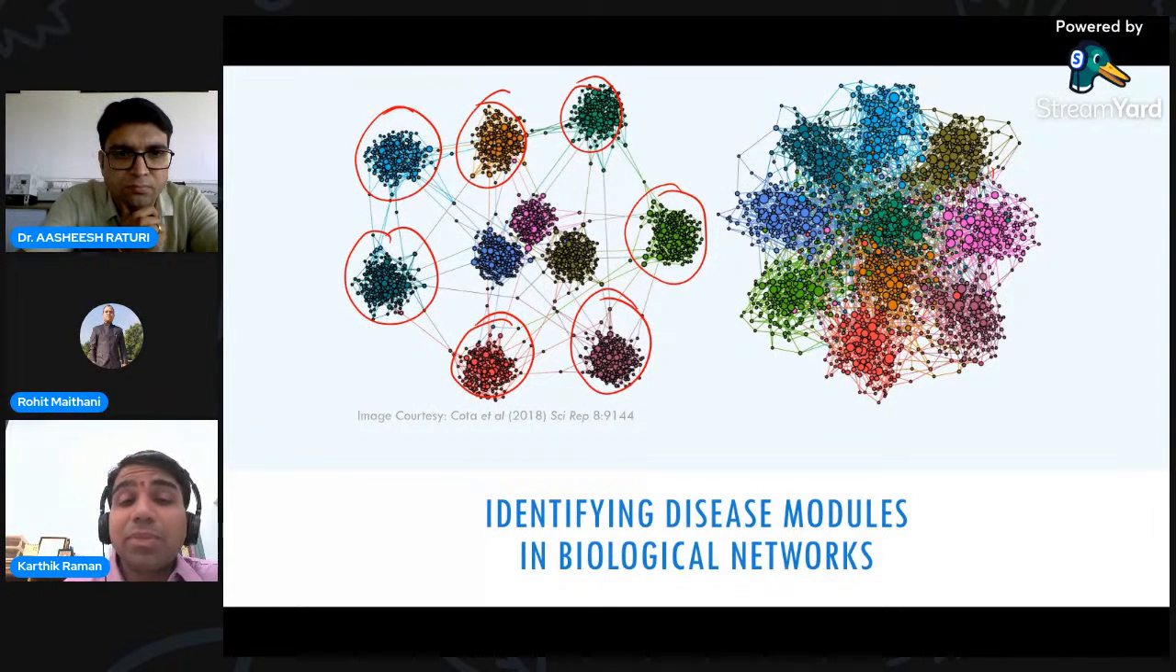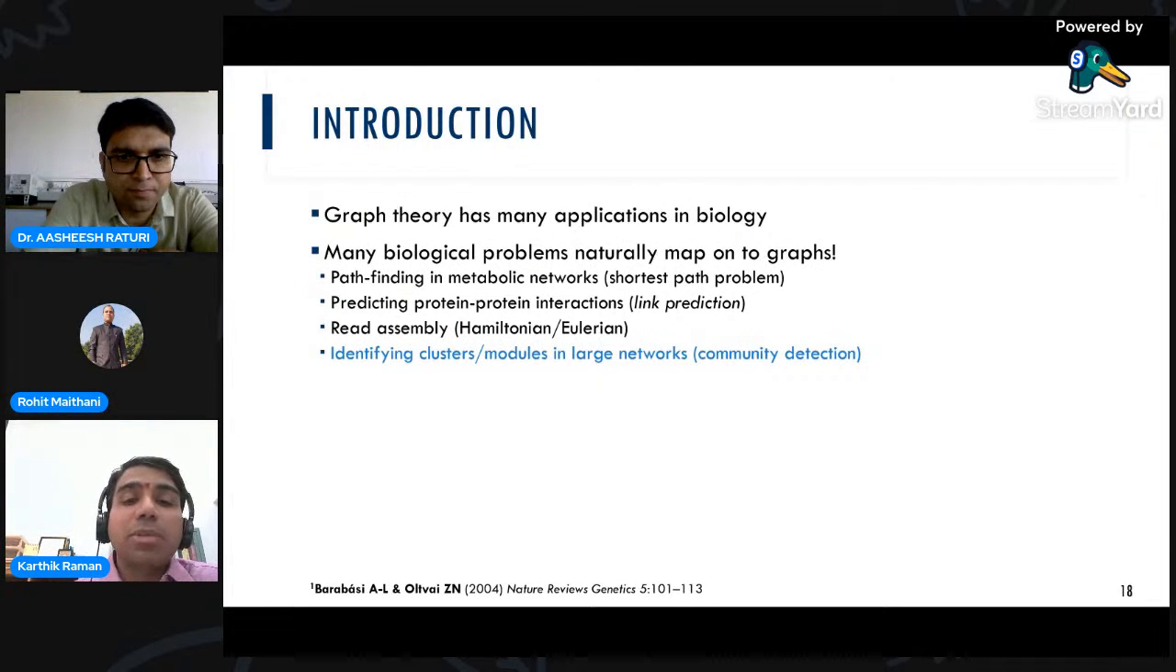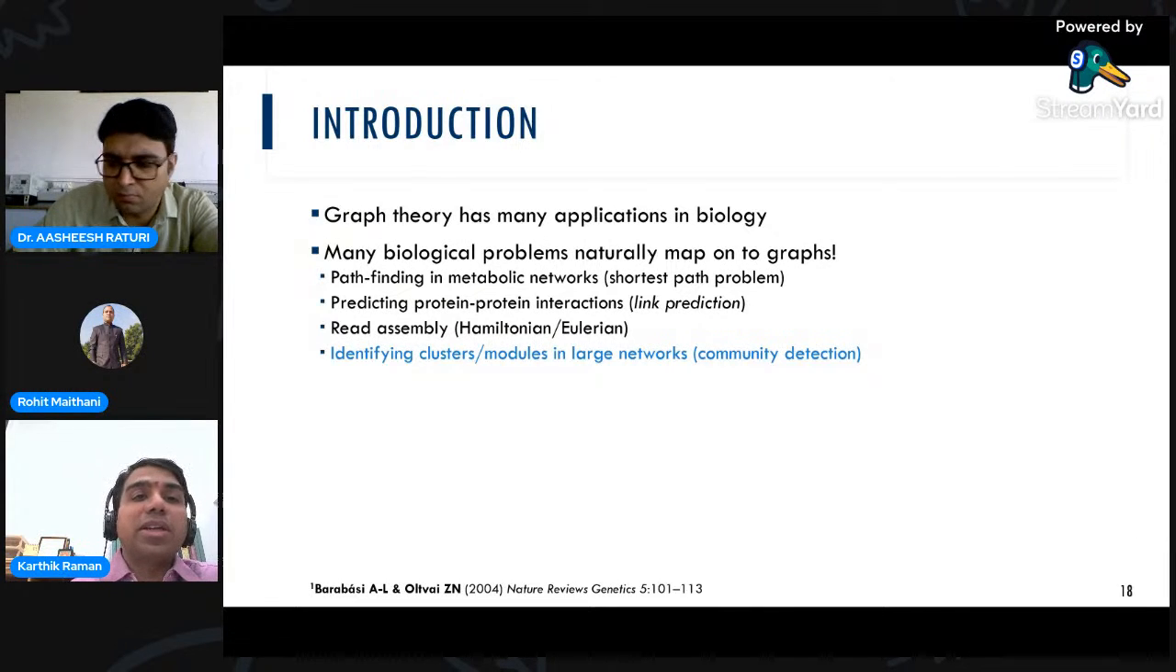But the question is, how do you tease out these modules from any network to begin with, but more so biological networks? Graph theory or network science has many applications in biology, and there are many biological problems that naturally map onto graphs. For example, pathfinding in metabolic networks, or predicting protein-protein interactions. In fact, the same algorithms that are used in, say, Facebook or LinkedIn, especially in Facebook, where they suggest friends, right? So, do you know this person? The same algorithm is used in protein interaction networks to predict if two proteins will interact and so on.